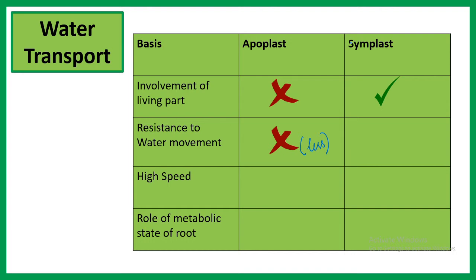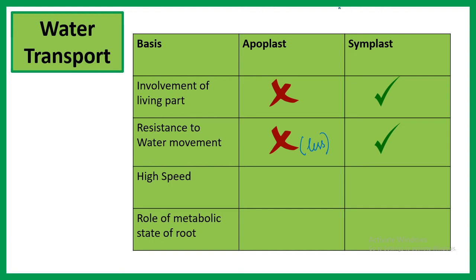Now, water resistance. Apoplast occurs through your cell wall, and the cell wall is a highway system. In a highway system you will have less traffic than in the laneway, so the resistance will be less. But in the case of the symplast pathway, the resistance will be more. In lanes and local roads you have high traffic.